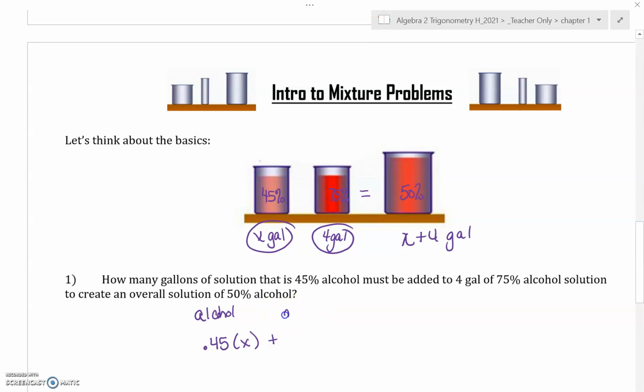And in the second beaker, I want to know how much alcohol is in that beaker. Well, isn't 75% of those 4 gallons alcohol? And then 50% of the X plus 4 gallons are alcohol. So go ahead and pause the video and practice solving equations.